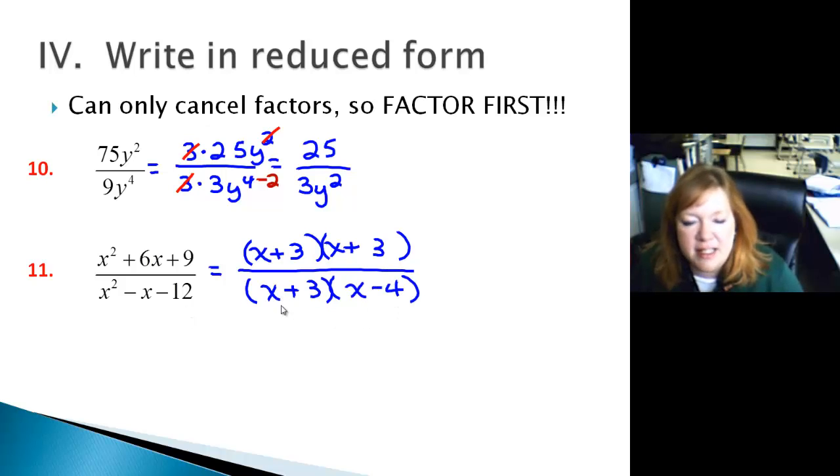We practiced that the last section. So then we've got common factors of x plus 3 and x plus 3. You can only cancel factors. So we end up with x plus 3 over x minus 4, and we're done.